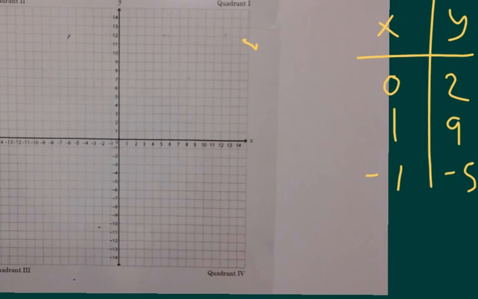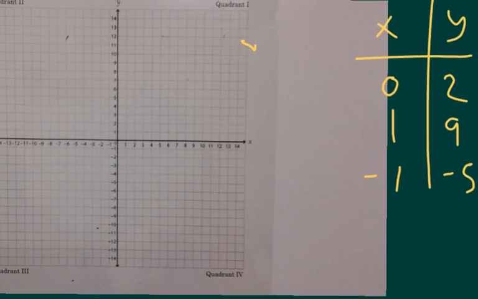Maybe about the best I can do. So 0, 2, over 0, up 2. Maybe about here. Over 1, up 9. In this area. Over 1 to the left and down 5 would be about here. That looks pretty good because it appears to be a straight line.